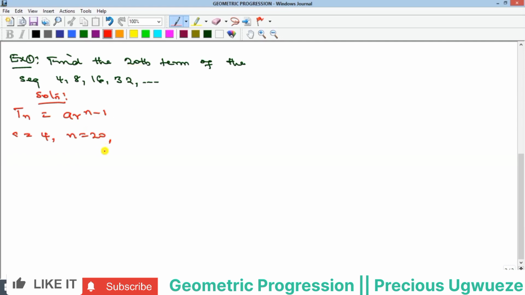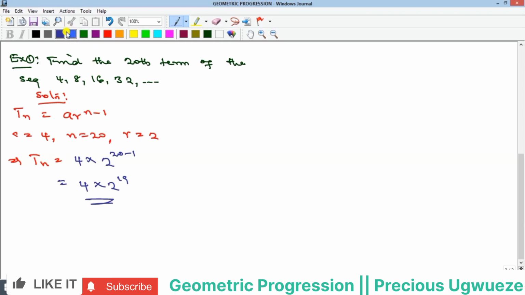Now what is our R? Remember we said R is just any term divided by the preceding, and so our R here is 2. This means that Tn is equal to A, which is 4, times R, which is 2, raised to the power of n, which is 20 minus 1. So that's going to give you 4 times 2 raised to the power of 19. And then if you multiply this, that will give you the solution to this problem.